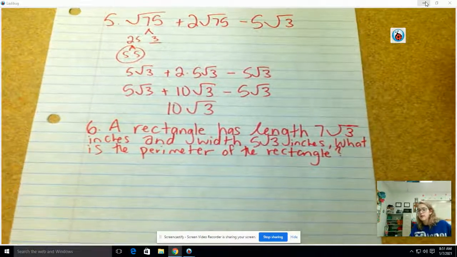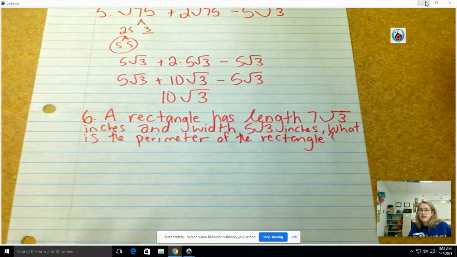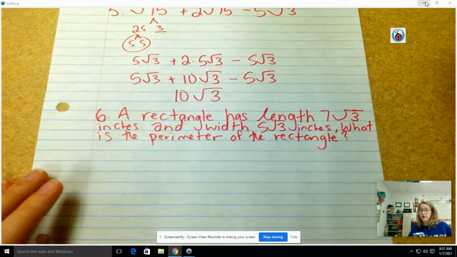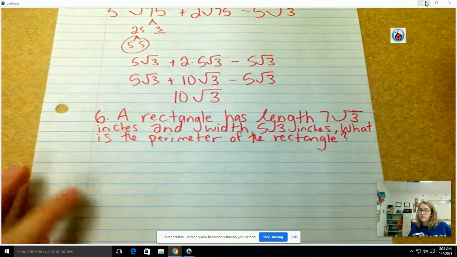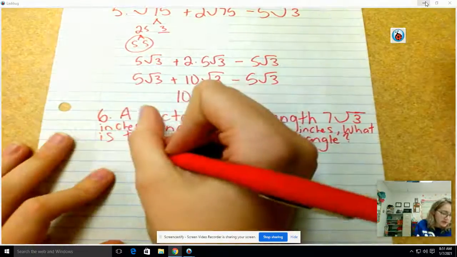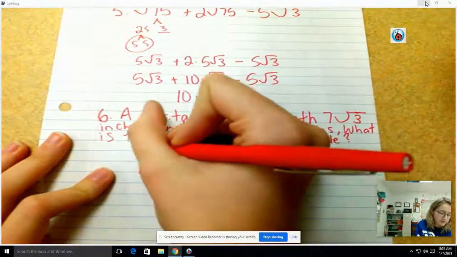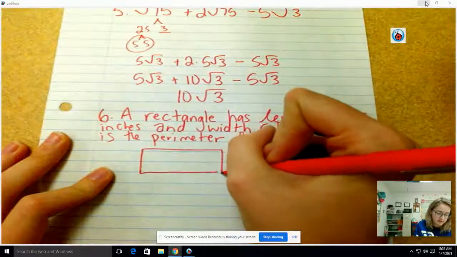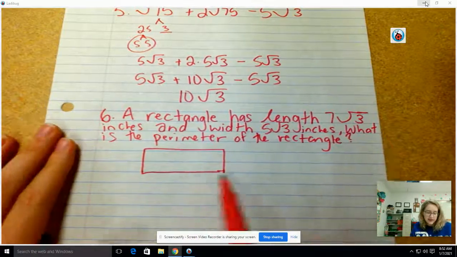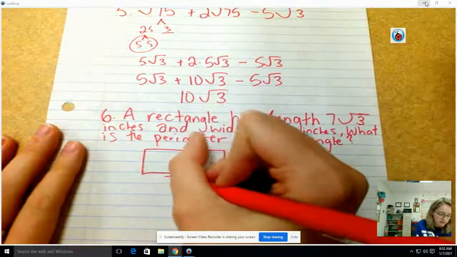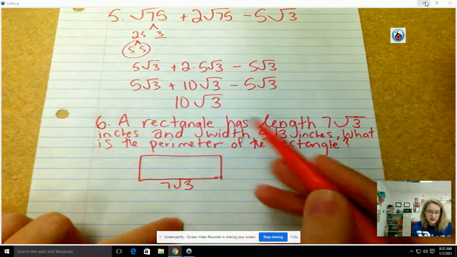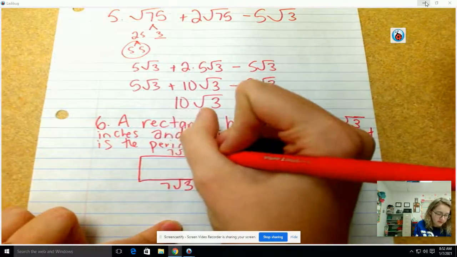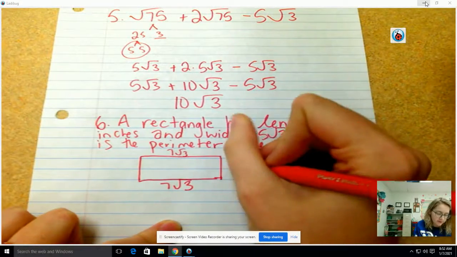Okay, so this one might look a little bit different, but it's the same exact concept that we've been working on this whole time. So a rectangle has length 7 radical 3 and width 5 radical 3. What is the perimeter of the rectangle? So I'm always going to recommend we start by drawing a picture whenever we're dealing with anything like this. Then we know the length, that's the longest side, is 7 radical 3. Well, in a rectangle, you're going to have 2 sides that are that length, so 7 radical 3. And then our width is 5 radical 3.